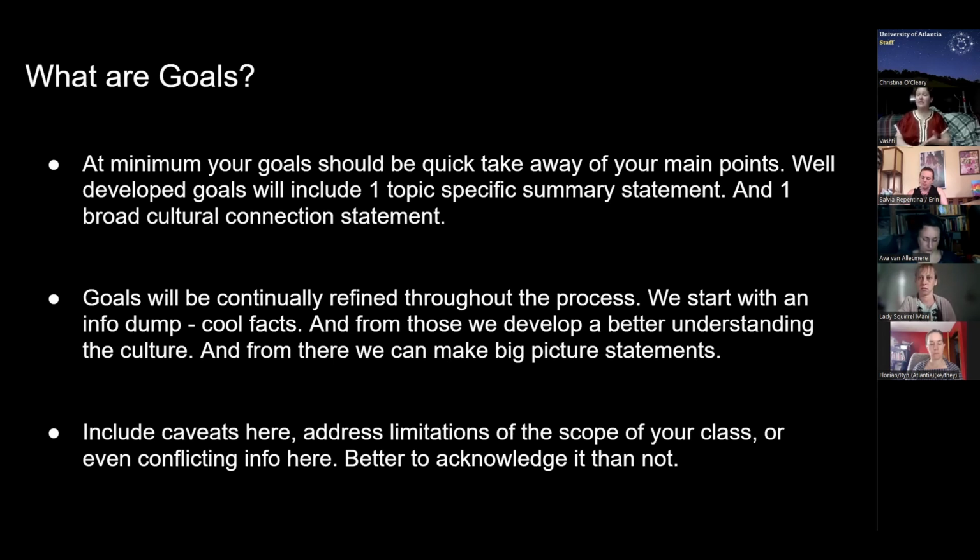I do a lot of caveats there. I set the scope of my class. So I'm teaching later, and I'm teaching about women of the palace in Abbasid Persia. Okay. I'm not going to talk about 16th century Safavids. I'm not going to talk about India. I tell people right away the when and where of what we're going to talk about.